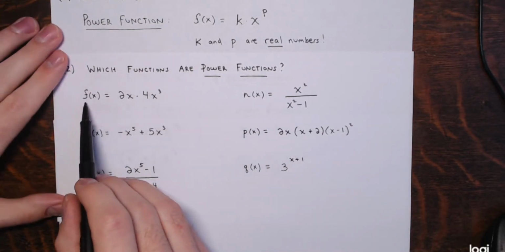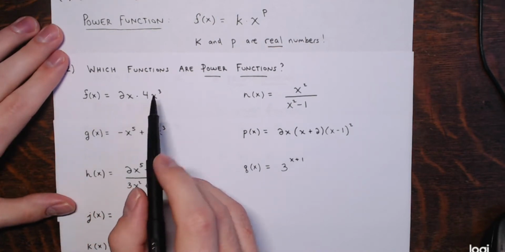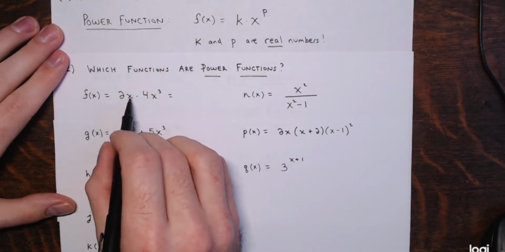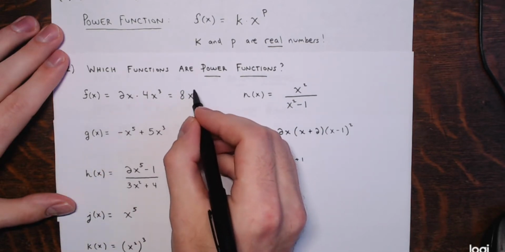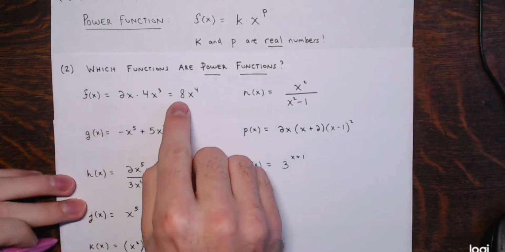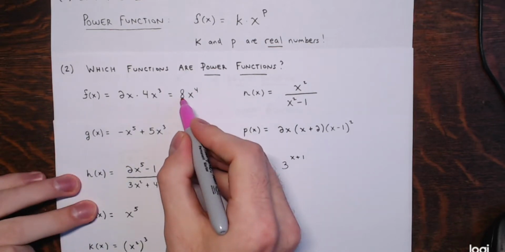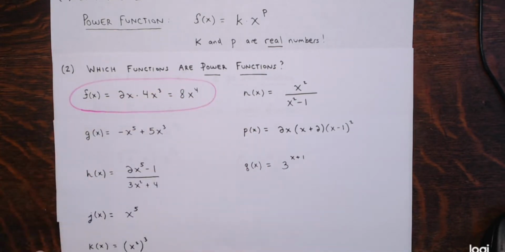First one, f of x equals 2 times x times 4x cubed. If you were to simplify this, actually multiply these, you have 2 times 4 is 8. And then x times x cubed would be x to the 4th. This is a power function. You see the output is just a number times the input to a power. So k would be 8 and p would be 4. So I'm going to circle that. That's a power function. And I'll put just a big X through ones that aren't power functions.